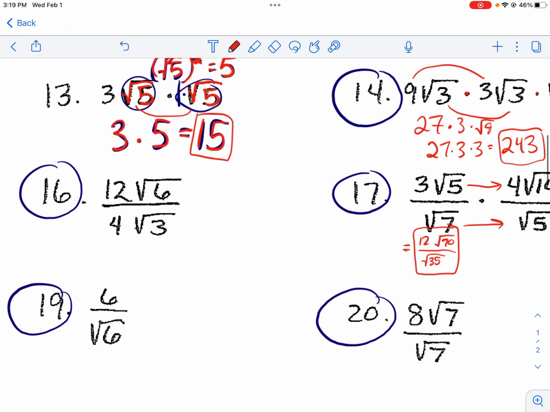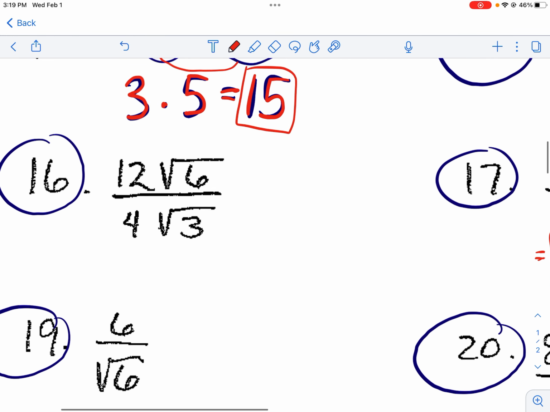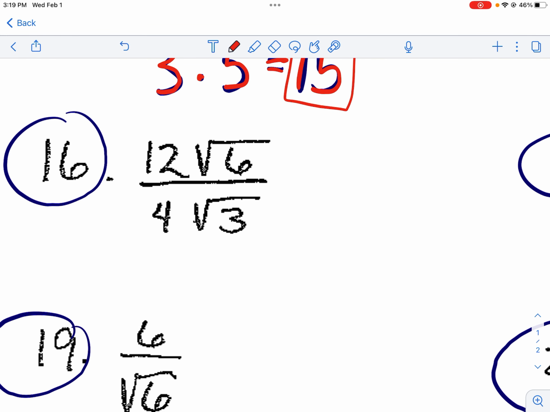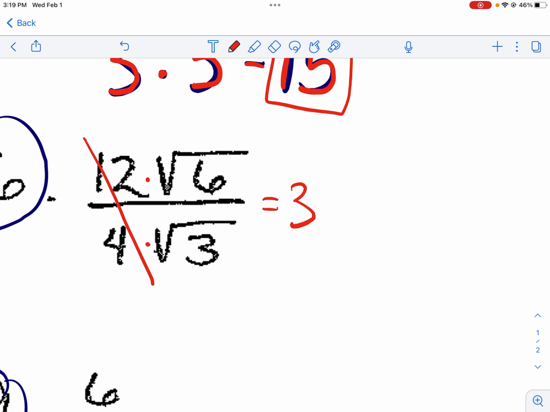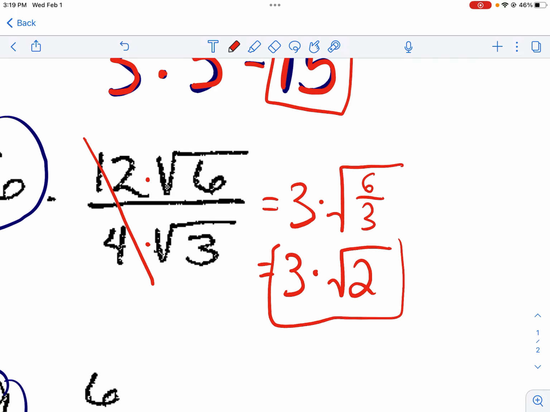Brings me to number 16. So this is going to be just like 17 and 18, but we don't have anything to multiply across with, right? So instead, I'm going to start by canceling these guys off, right? Since these are multiplication, I can cancel the 12 and 4. It gives me a 3. And then I take square root of 3 over square root of 6, or square root of 6 over square root of 3. I write that as square root of 6 over 3. That's one of the things I can do that really helps when solving these division problems. That brings me to 3 times 6 divided by 3 is 2. 3 times square root of 2 is my final answer. Okay.